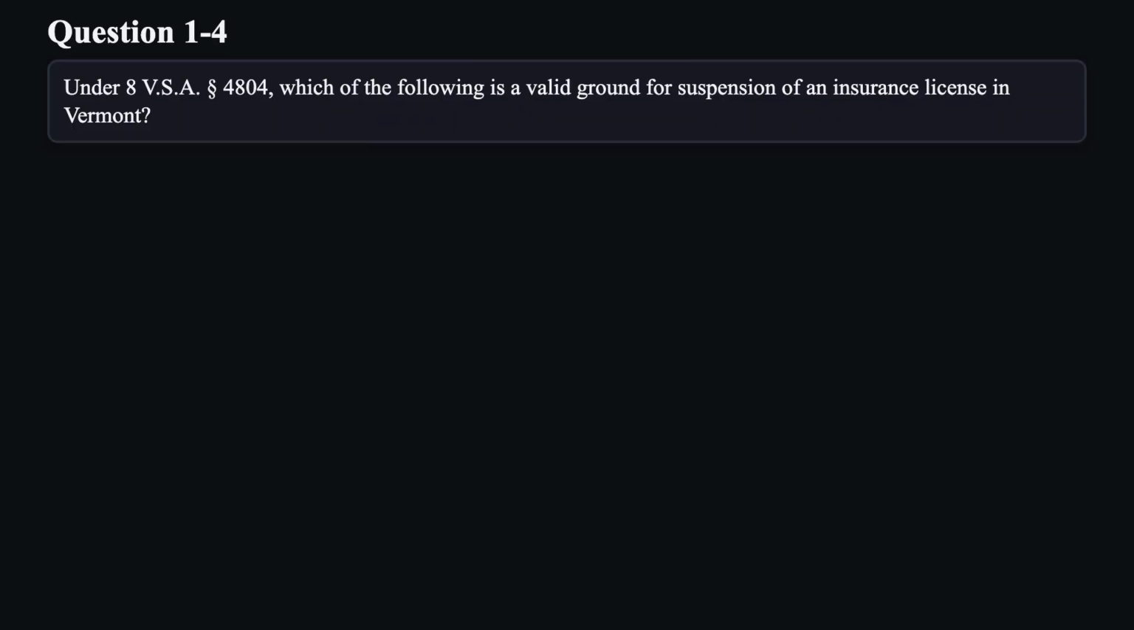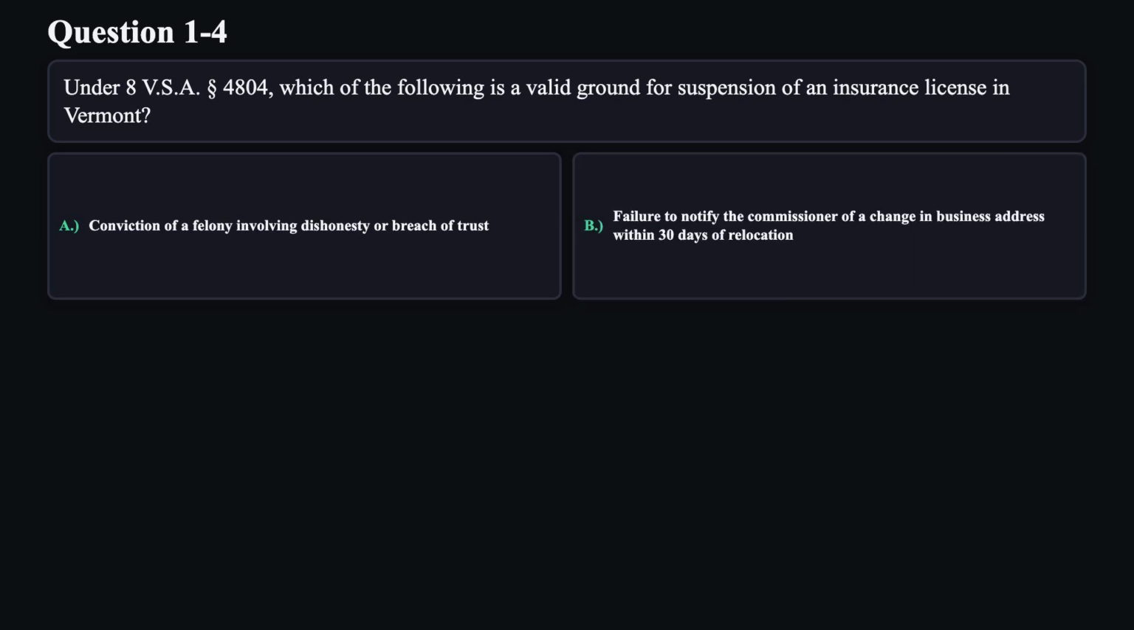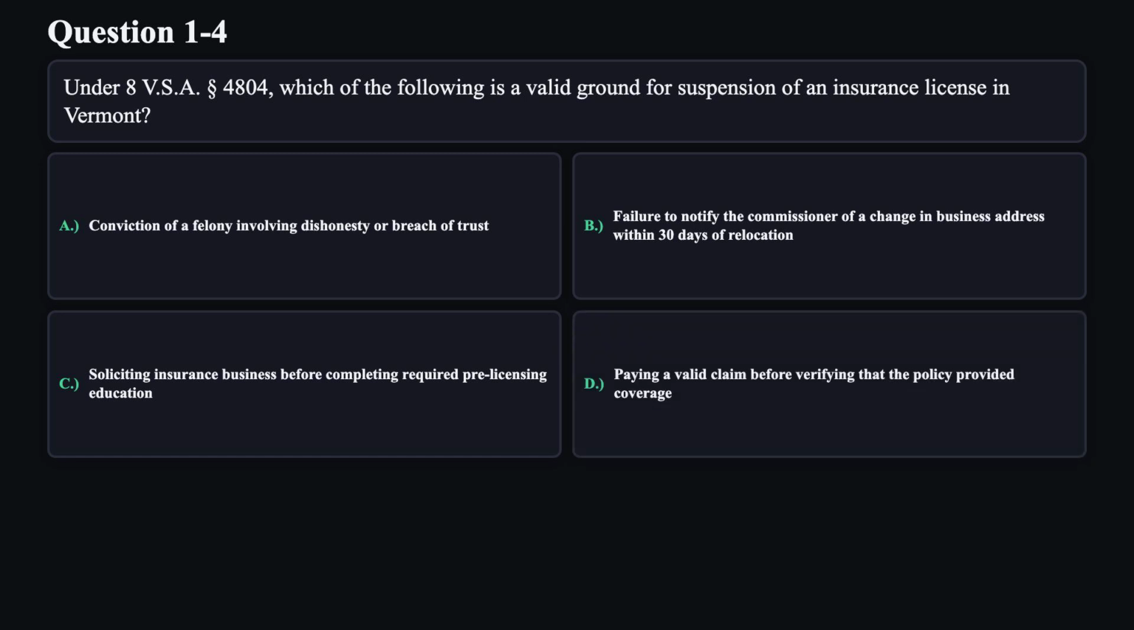Question 4. Under 8 VSA Section 4804, which of the following is a valid ground for suspension of an insurance license in Vermont? A. Conviction of a felony involving dishonesty or breach of trust. B. Failure to notify the commissioner of a change in business address within 30 days of relocation. C. Soliciting insurance business before completing required pre-licensing education. D. Paying a valid claim before verifying that the policy provided coverage.